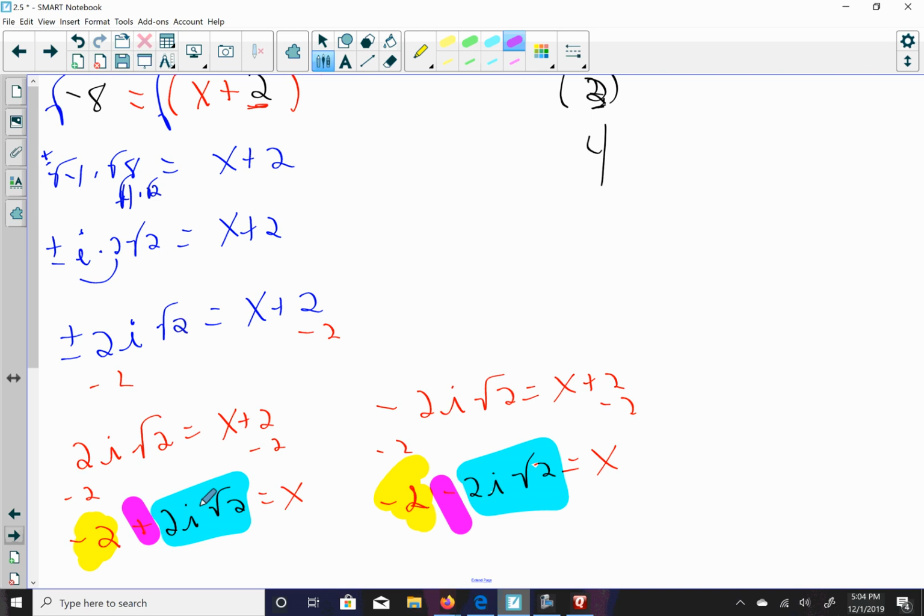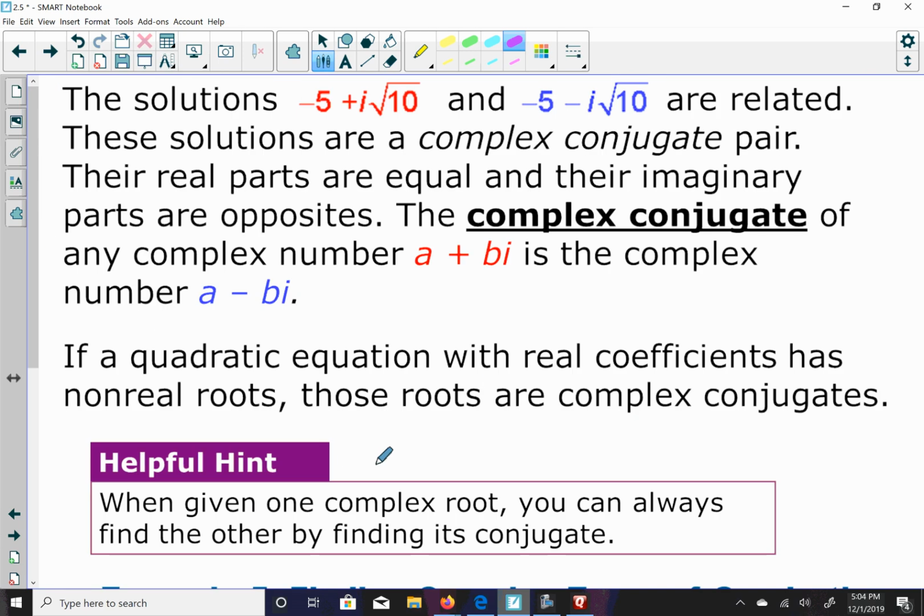When I find the solutions of a quadratic equation, they're going to come in these pairs, which we call complex conjugate pairs. And the real parts are going to be equal, the imaginary parts are going to be equal, but they're going to be opposite. So one's going to have a plus sign, one's going to have a minus sign.